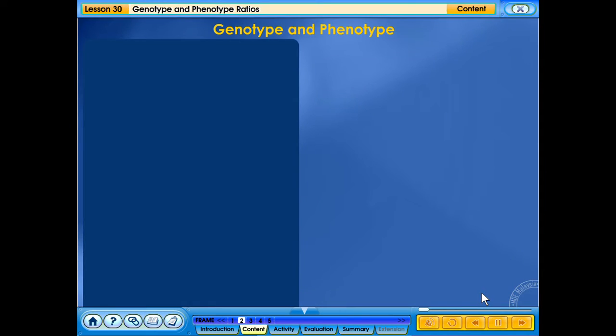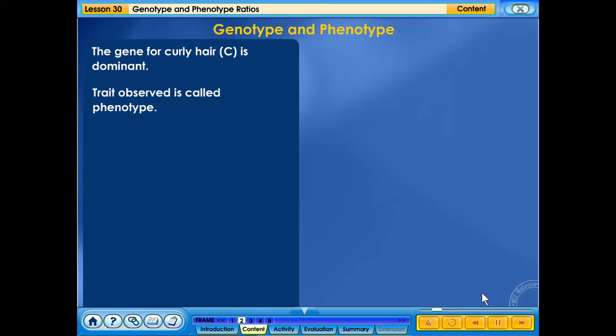Genotype and phenotype. The gene for curly hair, capital C, is dominant. The trait observed is called phenotype. A person with curly hair may have the genotype capital C capital C or capital C small c.